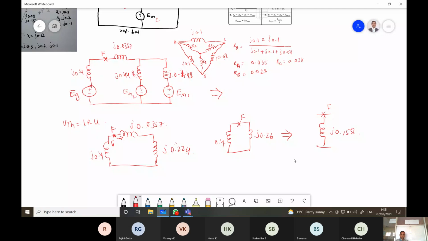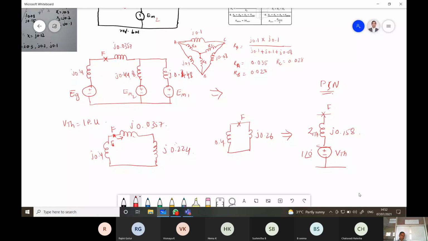So therefore, we can represent VTH and ZTH like this. I will write this as plus minus, VTH is 1 at an angle 0. This is called VTH. This is Z1TH, because it is the positive sequence network. The Thevenin equivalent of the positive sequence network is VTH in series with Z1TH.